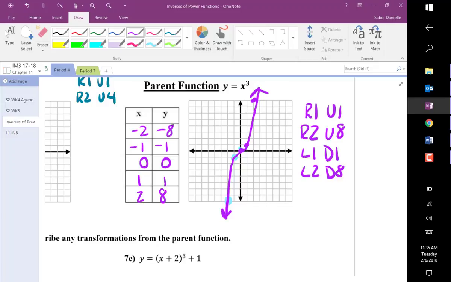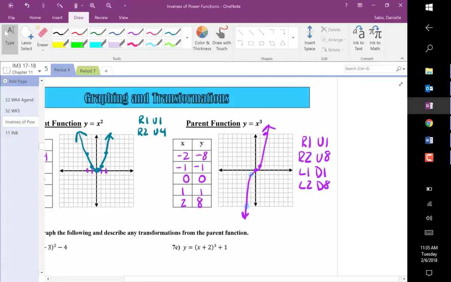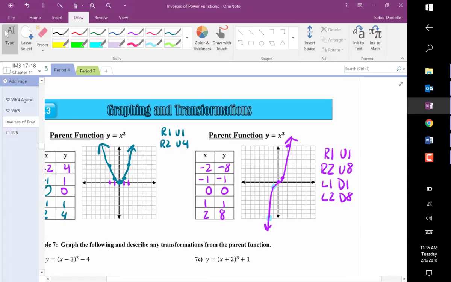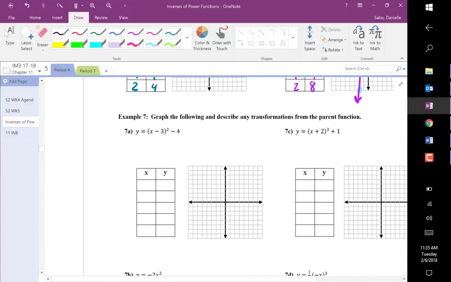Because the square wasn't like that. Like this or like this. So any even function is going to go the same direction, either up or down. As long as it is going the same direction, it's fine. Good. All right, so let's talk about these now.